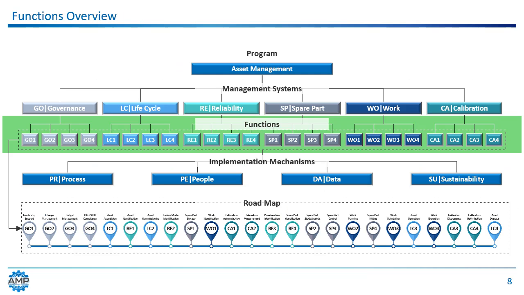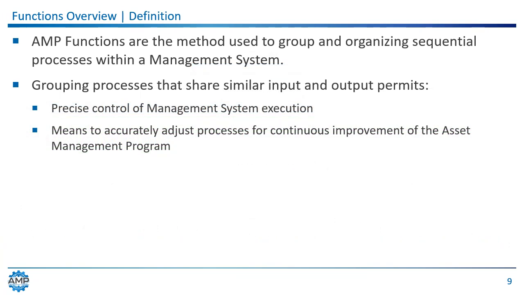Next, let's take a deeper dive into the framework by looking at the AMP framework functions. AMP functions are the method that's used to group and organize sequential processes within a management system. Grouping these processes together that share similar inputs and outputs allows us precise control of the management system execution, and it gives us a means to accurately adjust processes for continuous improvement of the asset management program.